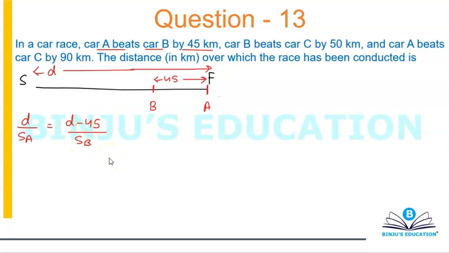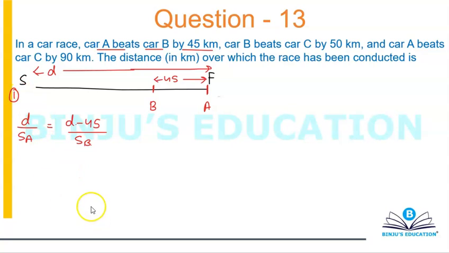That is the time taken by car B to cover 45 kilometers less than the entire length of the race, basically, whichever way you want to put that. So D divided by SA, that is the time taken by car A to cover the entire distance D, will be equal to (D minus 45) by SB, which is the time taken by car B to cover 45 kilometers less than the entire length of the race, which is given to us in the question. So this is my scenario number 1.